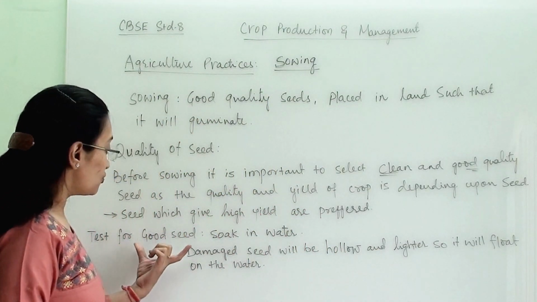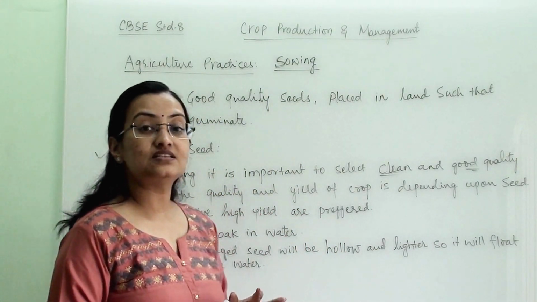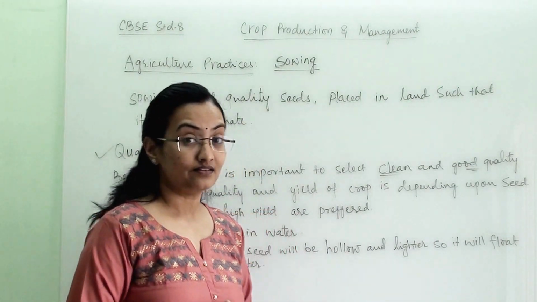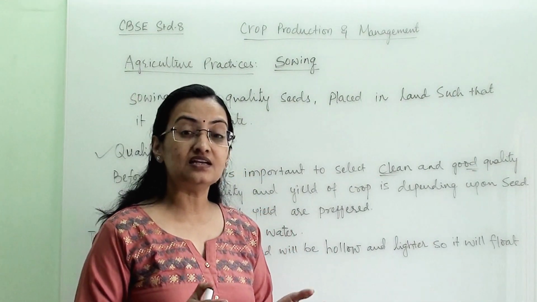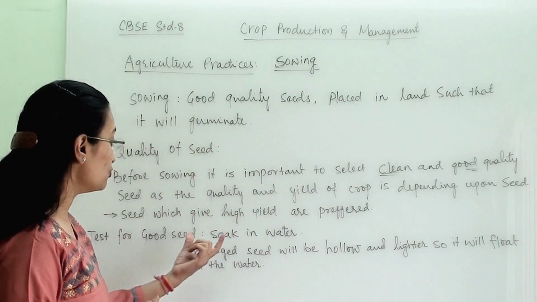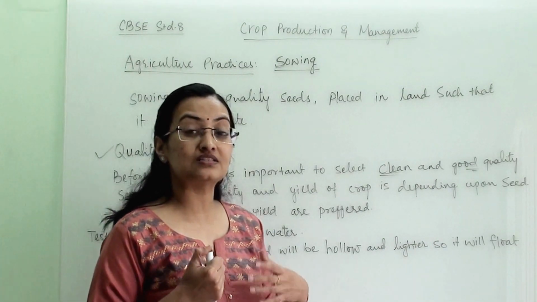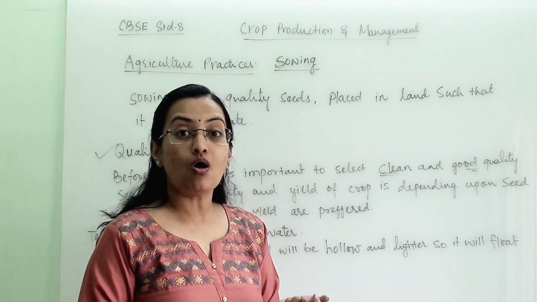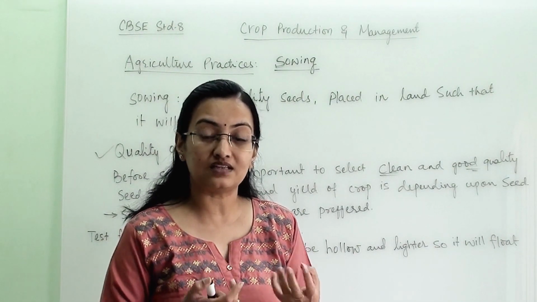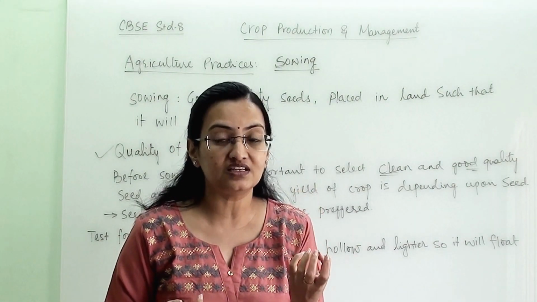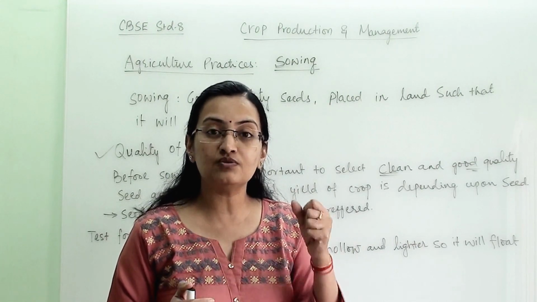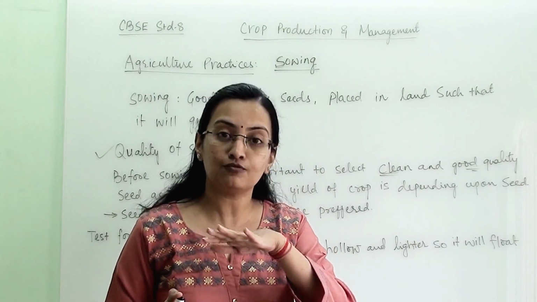Then, the test for good seed. How do we check that these seeds are good and healthy, so that we can germinate them and they will give us a good yield? We can soak them in water. Why do we need to soak them in water? Because seeds which are damaged or eaten up by pests will be hollow from within and they will be lighter. So once we place them in water, they will float on the water.